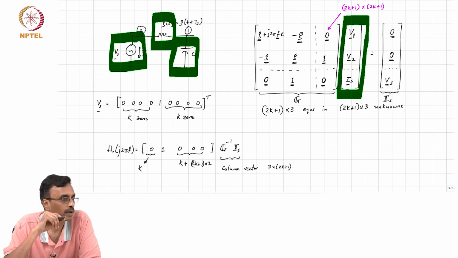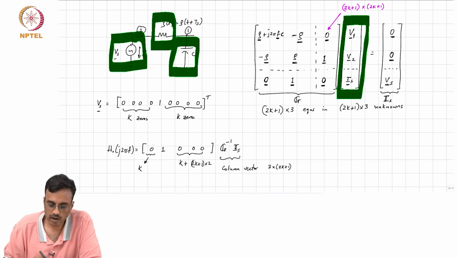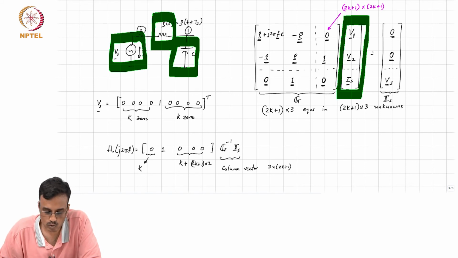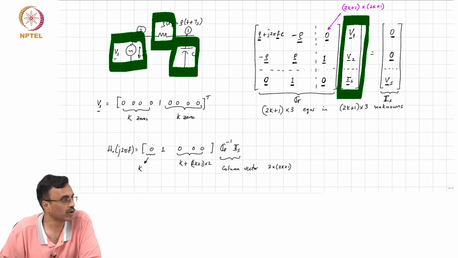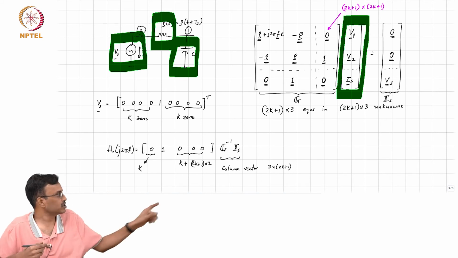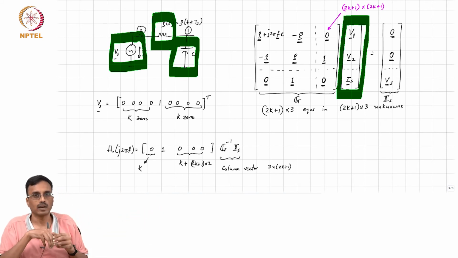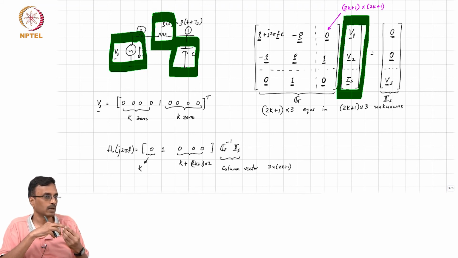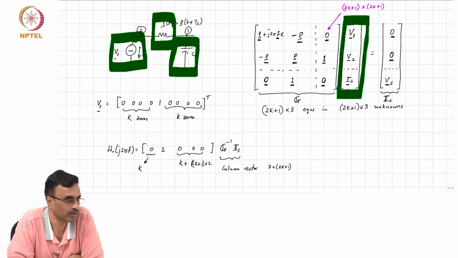This is clear, folks, right? Now, if you want whatever h plus 2 of j 2 pi f, what will you do? What is the only thing that will change in this equation? Yeah, the position of that 1 will keep moving, right?